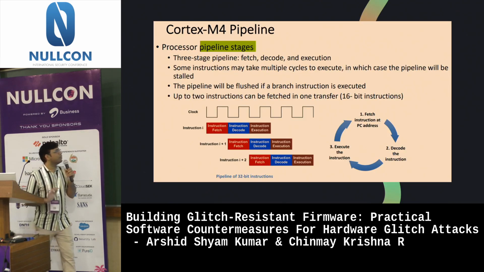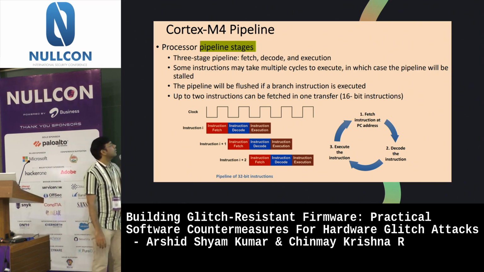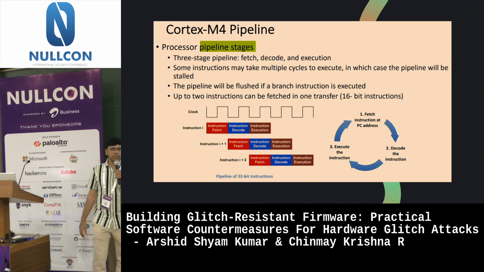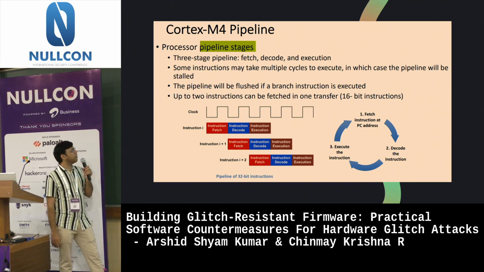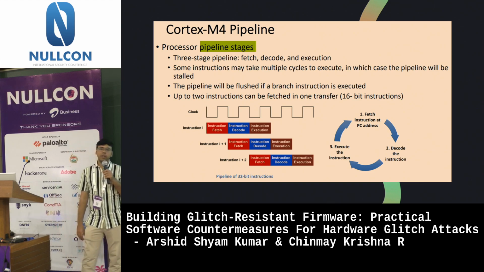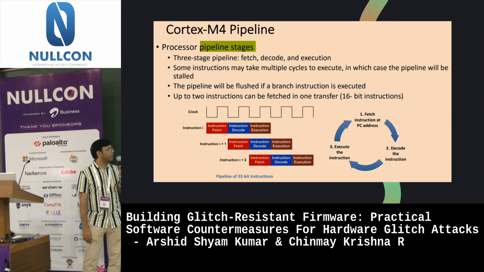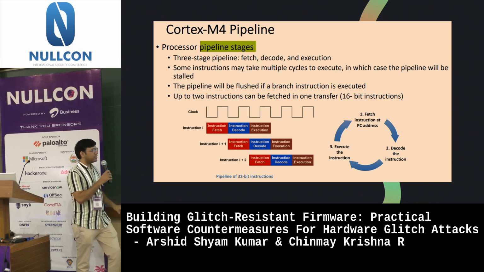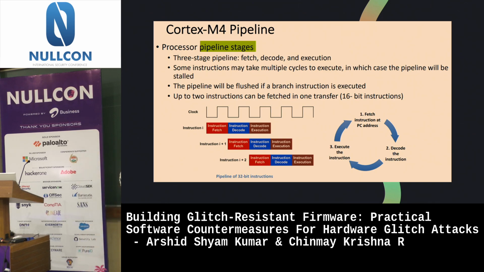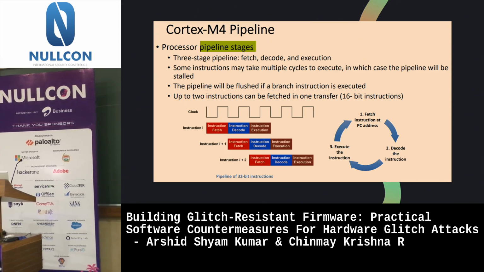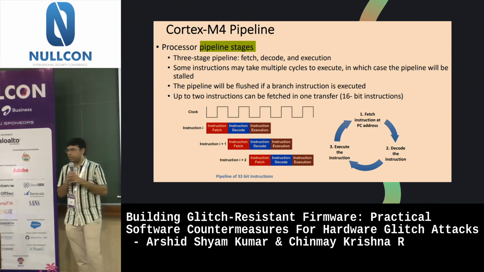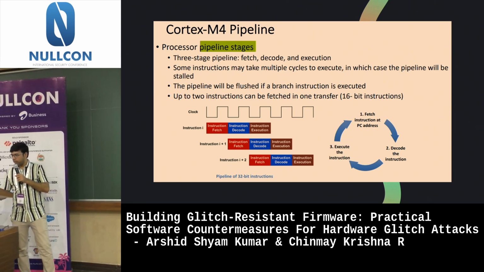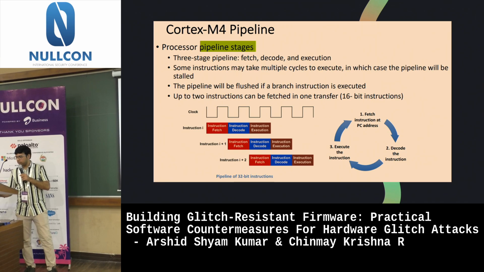The most used controller in embedded systems is the Cortex M4. To understand better what happens when you apply a glitch, it is better we look at its pipeline. You have a clock here, and then you would see instruction fetch, instruction decode, and instruction execution. Maybe I'll zoom in for you.